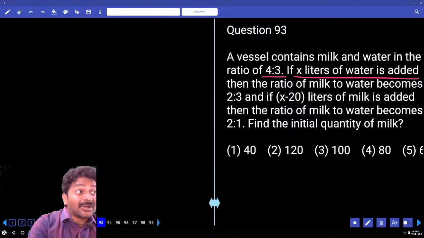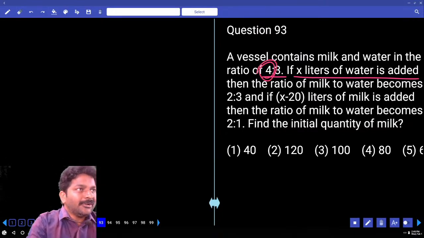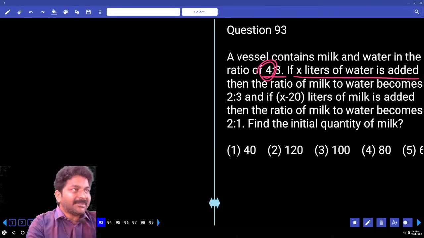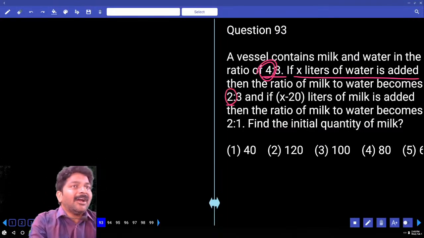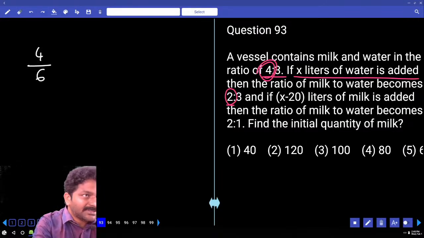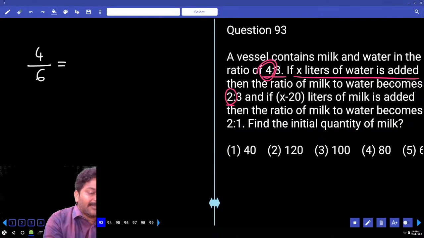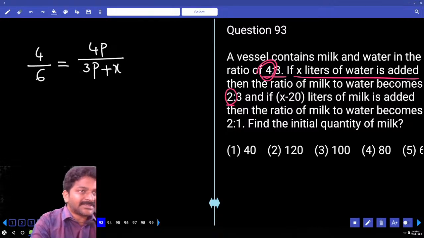Water. Then which is constant here? Milk. Milk in the initial container is in the ratio 4 parts. Even in the next case it must be 4 parts, right? But in the next case, the ratio is mentioned as 2:3. In that, how much milk do we have? 2 parts only. But it has to be 4 parts, right? That is the reason why I will take 2:3 as 4:6. Is that okay? That is equal to 4 parts of milk, 3 parts of water plus x liters.